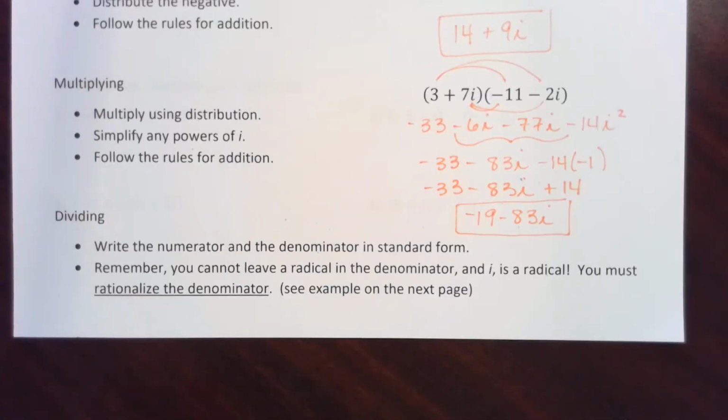For division, first of all, you want to make sure the numerator and the denominator are both in standard form. And this is very important. You cannot leave a radical in the denominator. Hopefully you remember that from our pre-algebra. Remember that i is the square root of -1, so i is a radical. That means you cannot leave an i in a denominator. So we do what's called rationalizing the denominator.